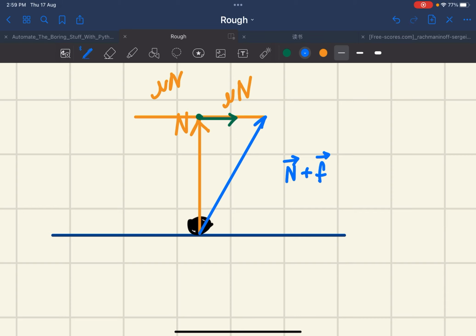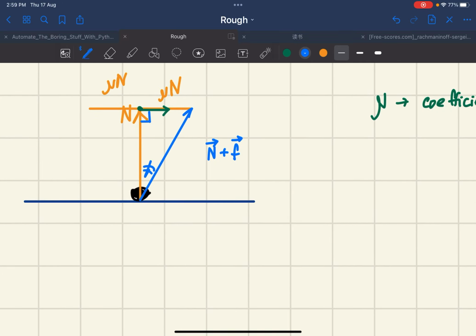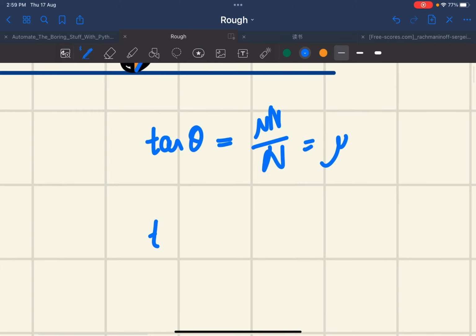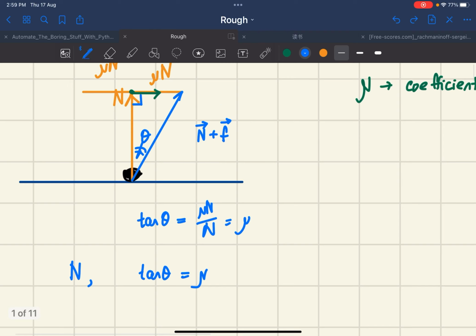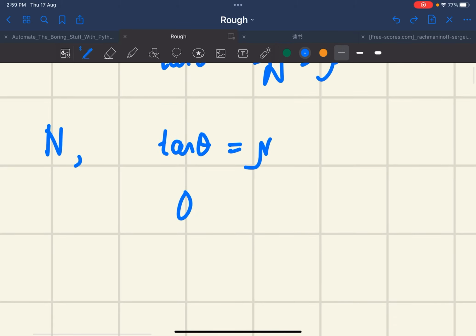And this maximum angle is going to be, this is the right angle. So this angle, we use tangent. Tangent of this angle equals opposite over adjacent, μN over N, equals μ. So you see, right? For any normal force, the maximum tilt of the vector N plus F is μ. It doesn't matter what N it is, the maximum tilt is such that θ is equal to arctan μ.